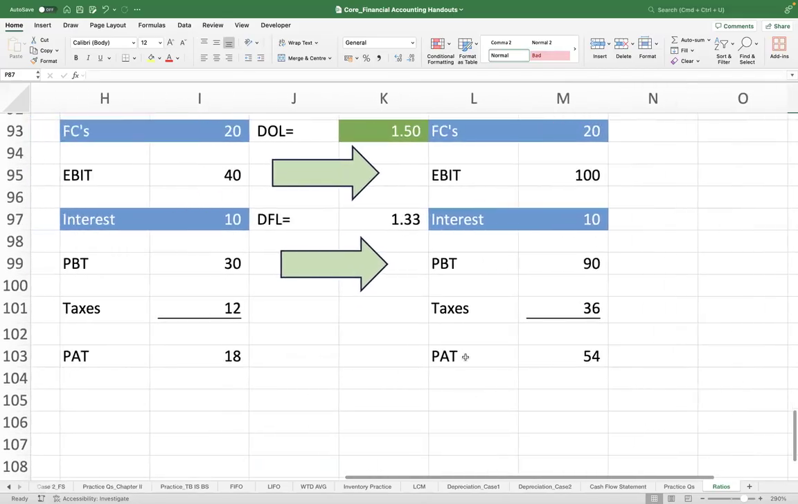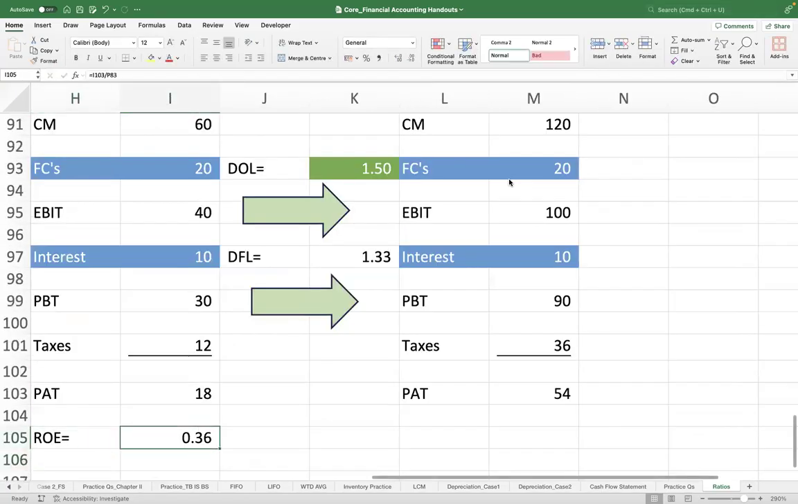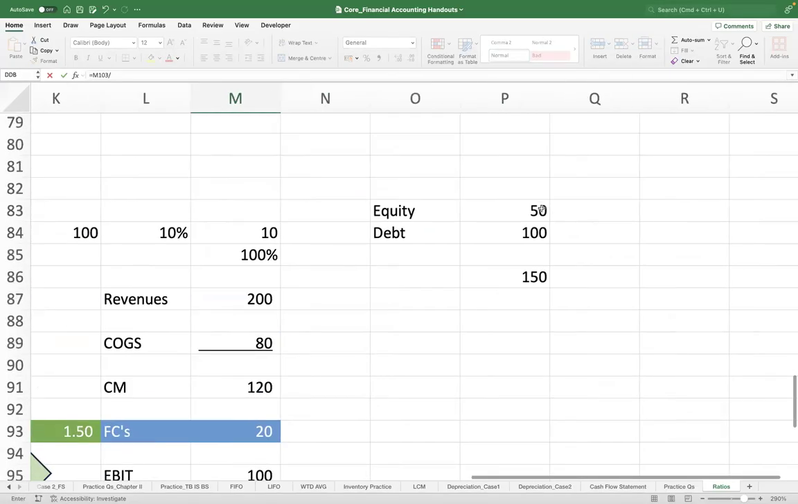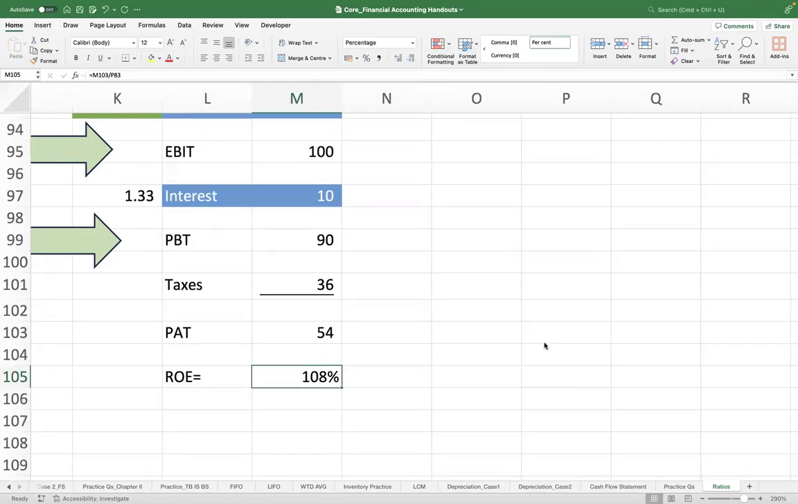अब सपोज यहां पे अगर आप देखोगे तो हमारा जो ROE है, रिटर्न ऑन इक्विटी, कितना है, पैट डिवाइडेड बाय इक्विटी, कितना परसेंट है, 36% है. और यहां पे कितना है ROE, 54 by 50, which is 108%, 3 गुना. Because of debt in your capital structure, your ROE and EPS has also multiplied by 3 times. So this concept is called financial leverage. And if you remove debt from your capital structure, your equity value will increase and your ROE will fall down. Is it okay? So that's the concept of.